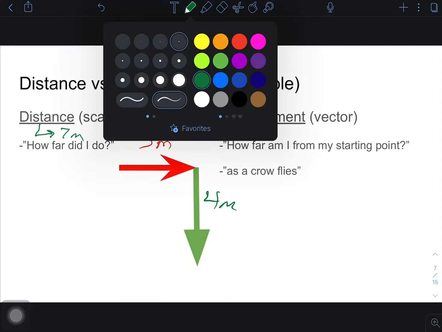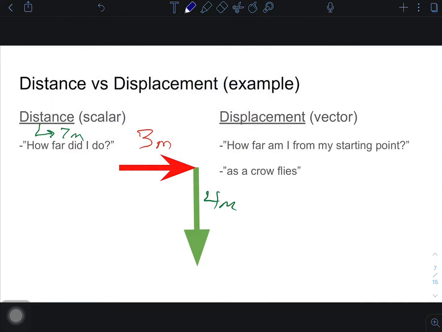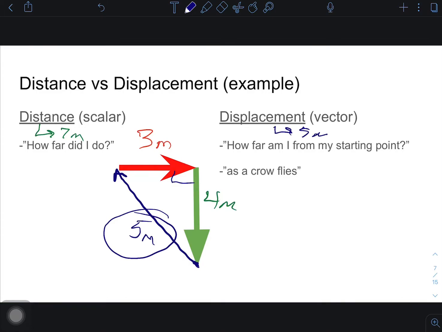Now, in this situation, how far am I from my starting point? Well, I'm here. So how far am I from here? Well, this happens to be a special right triangle. So it's a 3, 4, 5. And this is a trig function that I'm just showing you. But so how far is my displacement? I'm 5 meters. And then we would have to give a direction.